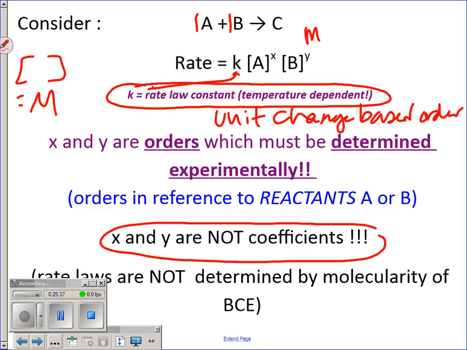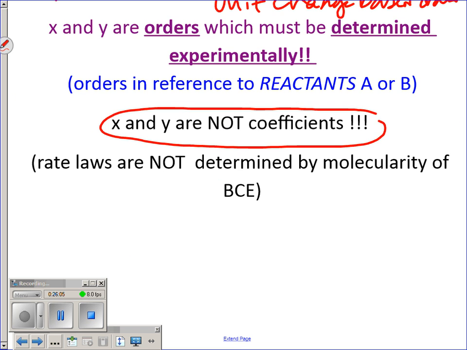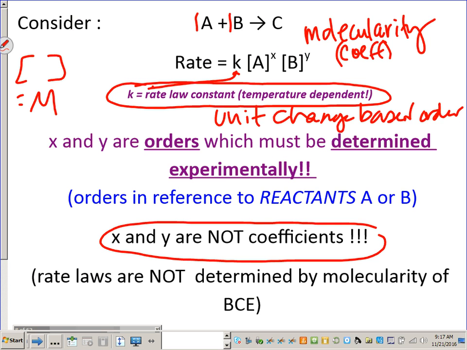The molecularity, which is what we term the coefficients, or the stoichiometric relationships between them, the molecularity of the reaction itself cannot determine the orders of reaction. You cannot just go straight from there. It's only if it's an elementary reaction can you do that. Yeah. What is that unit change? Unit change based on order. Depends on what order of reaction we have up here. Okay, so that's what this last step down here says. Rate laws are not determined by molecularity.